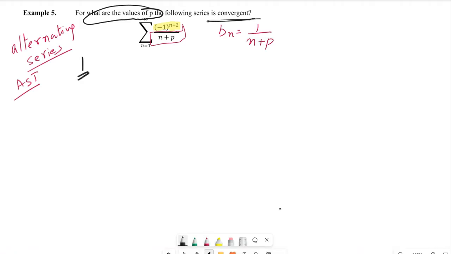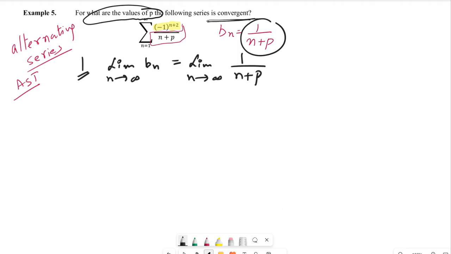For AST, we have two conditions. The first one is that the limit as n approaches infinity of Bn should be 0. Bn is this, so we need to check the limit as n approaches infinity of 1 by n plus p. If n is approaching infinity, n plus p should be a pretty large number. n plus p should approach infinity. So 1 by infinity is basically 0. So this first part is easily tested. The limit of Bn as n approaches infinity is 0.